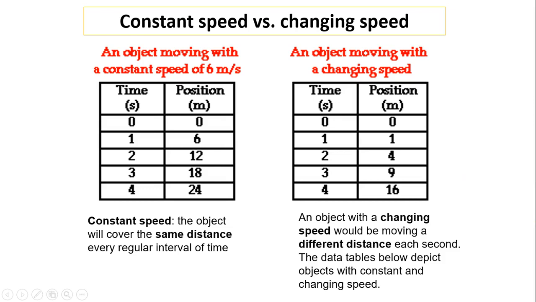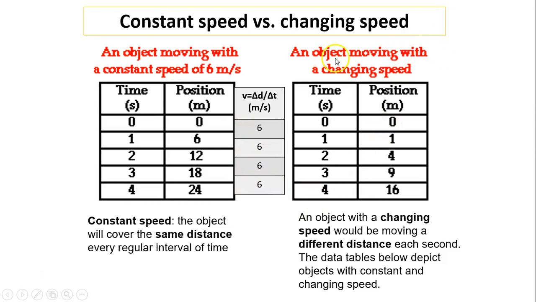Constant speed versus changing speed. What does constant speed mean? Constant speed means the object covers the same distance for each regular interval of time. Take a look at this. From 0 to 1 second, the object covered 6 meters. From 1 to 2 seconds, another 6 meters, and so forth. For each second interval, the object covered 6 meters. Therefore, its speed for each second is the same.